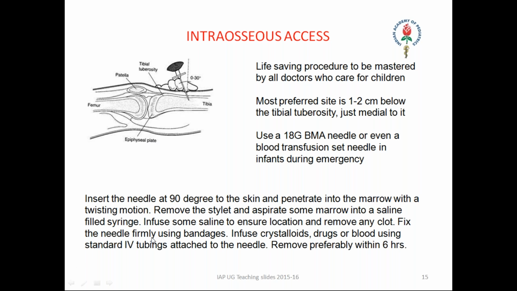Insert the needle at 90 degrees to the skin and penetrate into the marrow with a twisting motion. Then you remove the stylet and aspirate. When you get the giveaway feeling, you are sure that you entered the bone marrow, and try to aspirate some marrow into a saline filled syringe. If you aspirate, it is sure that it is in the marrow.